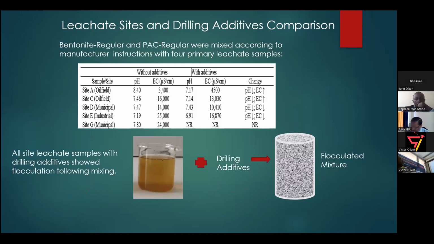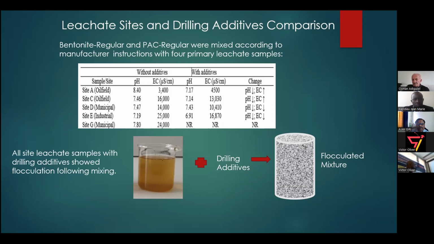All right, so this is where we did a little bit of testing. We used two drilling additives, which are bentonite regular and pack regular. So we have our samples, we have our leachate here, and we added the additives. And that's pretty much what we noticed. The pH went down with all the leachate sources. In some other instances, we have the EC increases and also EC decreases, all right?